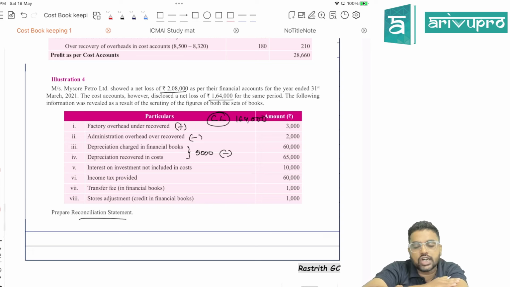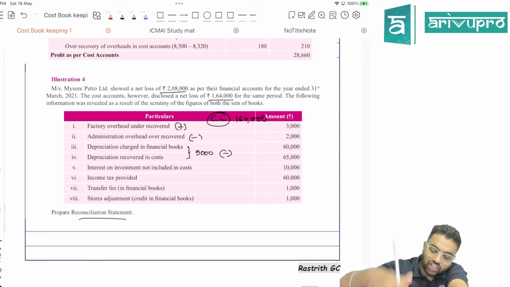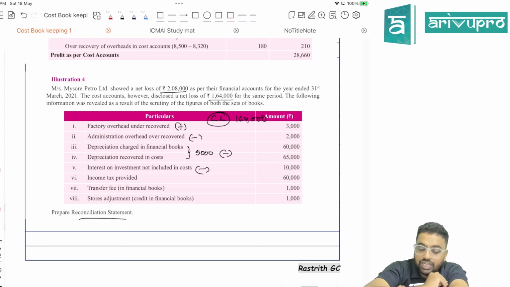Interest on investment is not included in cost. We have made some investment, for that we got some interest, because of which in our financial books there is income, which means reduction in the loss, but in the cost book there is only the loss. Now you should reduce the loss. Whatever they have done, we should do the same thing. Okay, sir, done. Income tax provided, sir. Income tax provided means only in the financial books. In financial books, increase in the loss, sir. In the cost book nothing has happened, sir. Now here also you increase the loss, sir.